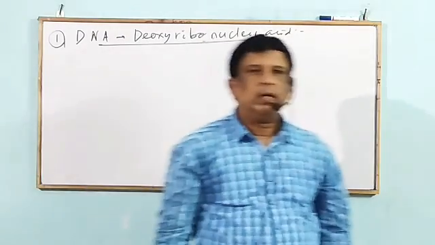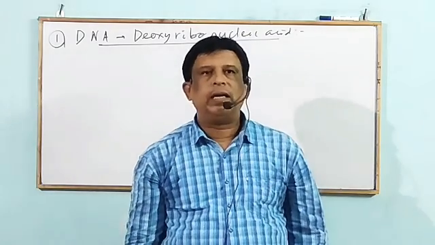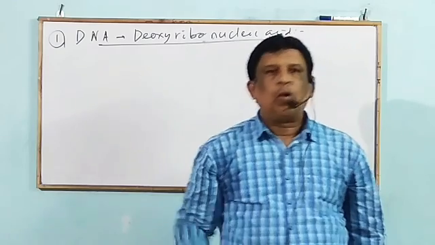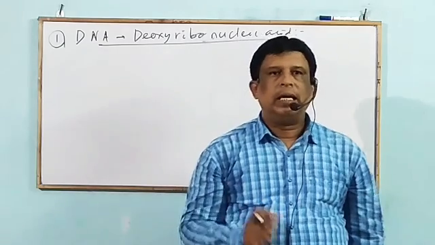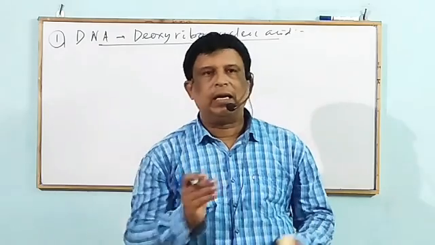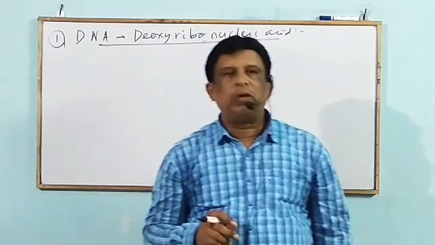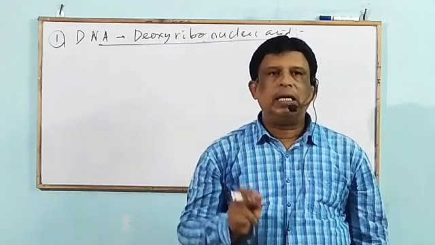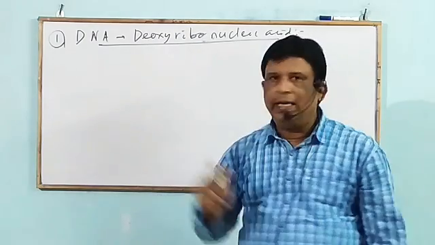Mark that. It is composed of two strands of polynucleotide coiled around each other in the form of a double helix resembling a twisted ladder. This is known as DNA.